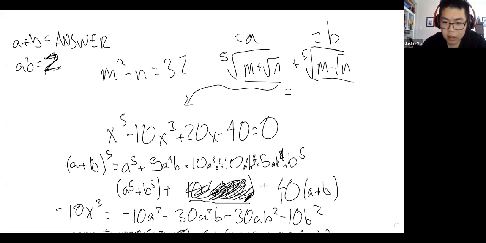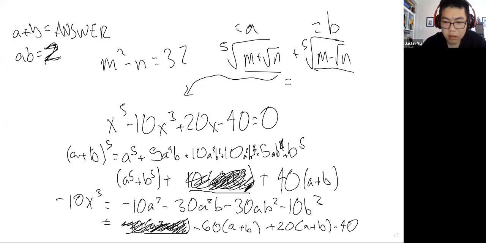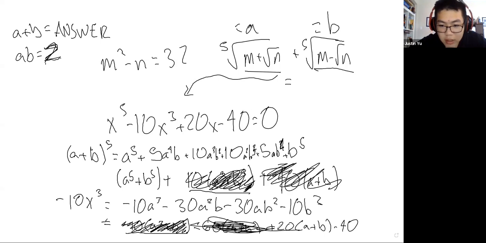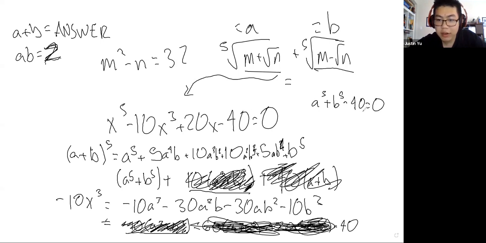Can everybody see? Okay. Minus 40. So we see plus 40, minus 60, plus 20, 0. We're just canceling all over the place. And this is a minus 40. So after all that, what we're left with is a to the 5th plus b to the 5th minus 40 is equal to 0. A to the 5th plus b to the 5th is equal to 40.